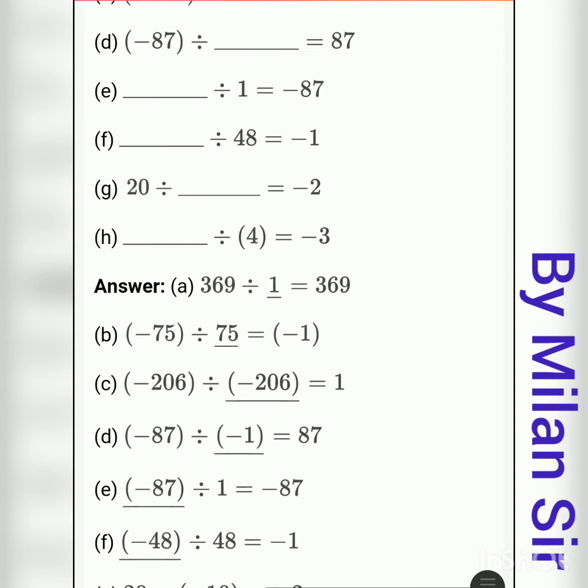Okay. So here, minus 48 divided by 48 is 1, and minus plus minus. Here, 20 divided by 2. Here we want answer 2. So here we need to put 10, because 20 divided by 10 is equal to 2, right?